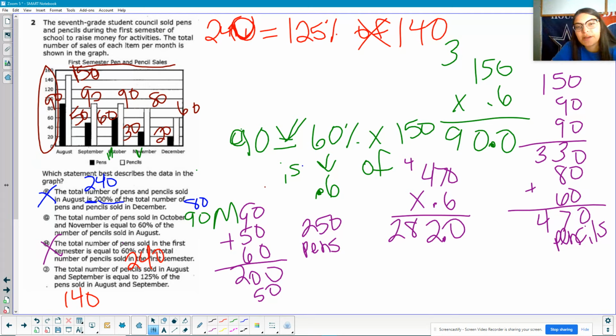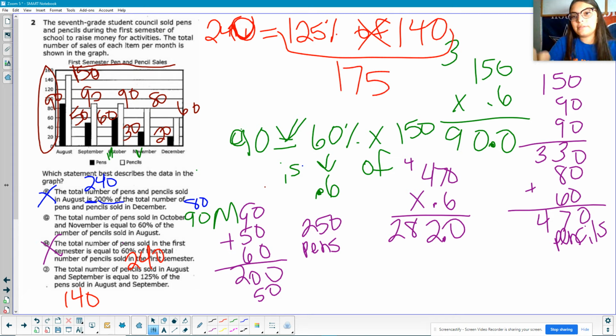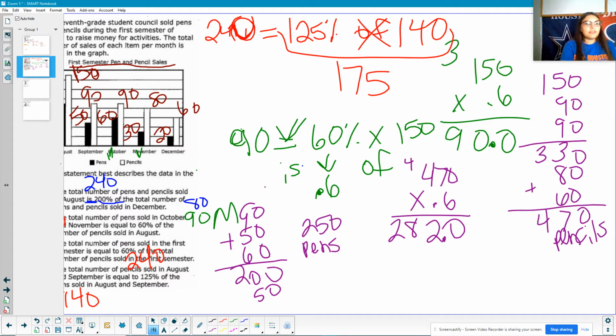Of means to multiply. And I'm going to just pull out my calculator for time's sake. And that is 175. So not J. So that just validated that G is the correct answer. That was a doozy.